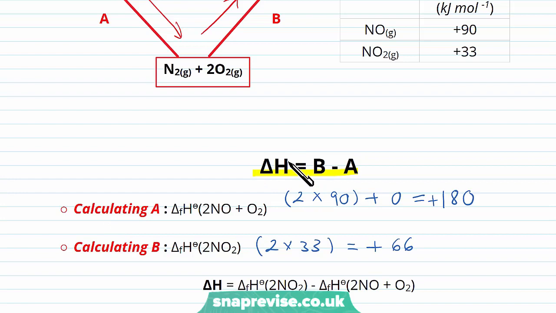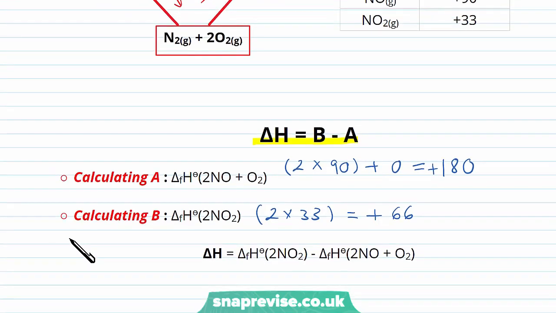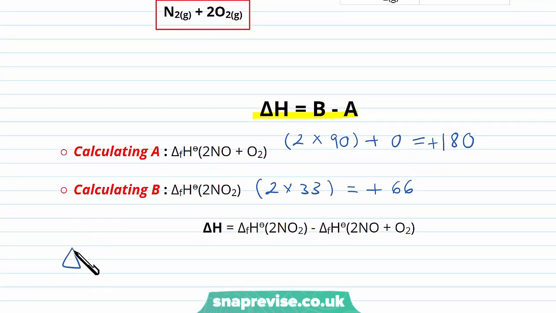We can see that the enthalpy change of this reaction is the enthalpy change of formation of nitrogen dioxide minus the sum of the enthalpy change of formation of both nitrogen monoxide and oxygen. So delta H will be equal to B, which is 66, minus A, 180.